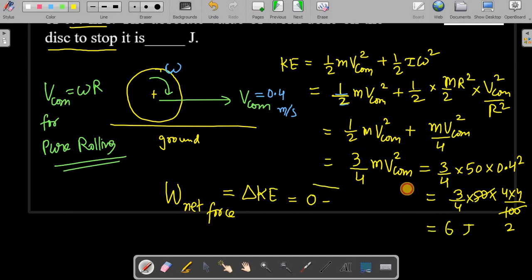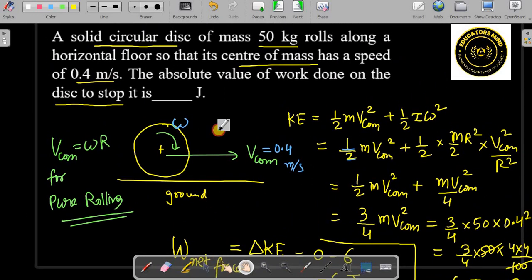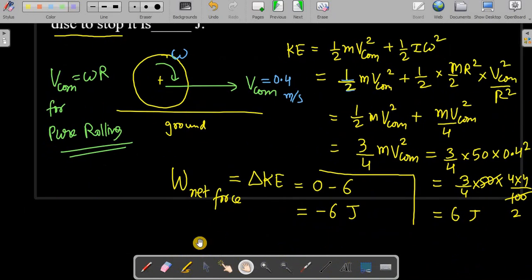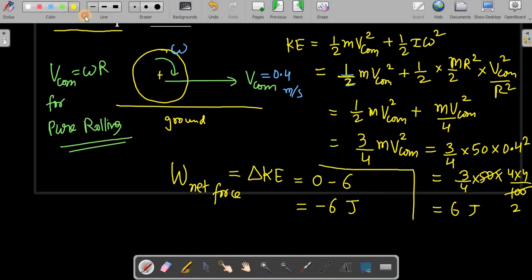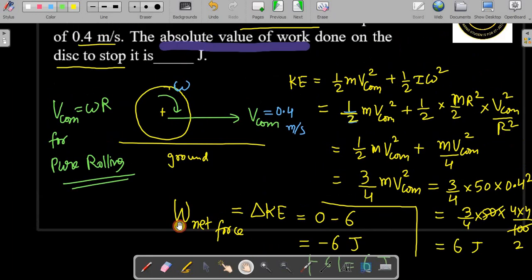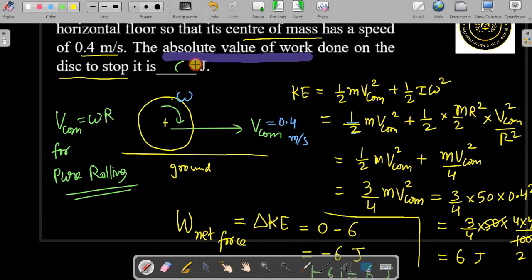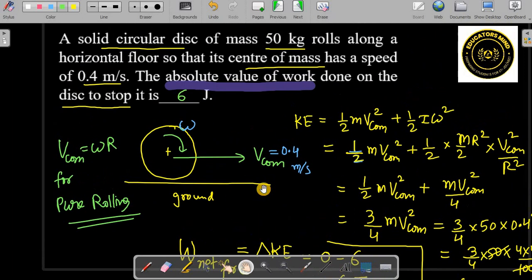So while calculating here, minus 6 will come. Minus 6 joule is the work done by the external force, but we have to calculate the absolute value. If you read the question, they are asking for the absolute value, which means magnitude. You take the magnitude of minus 6, and that will be 6 joule. The correct answer is just 6 here. This is how we can calculate.